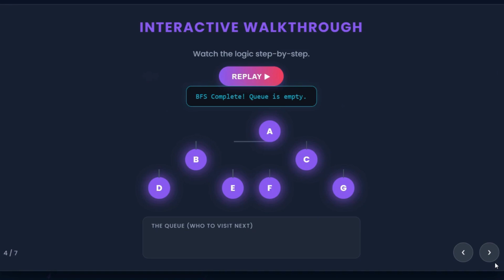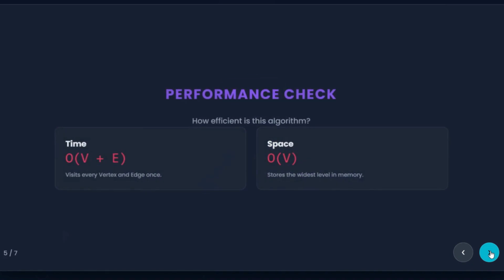Now, is this efficient? Let us look at the numbers. Time complexity is O of V plus E. V stands for vertices, the dots, and E stands for edges, the lines. This means we touch every node and check every connection exactly once. It is very thorough. Space complexity is big O of V.